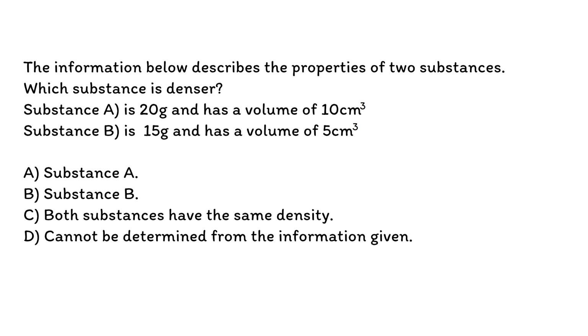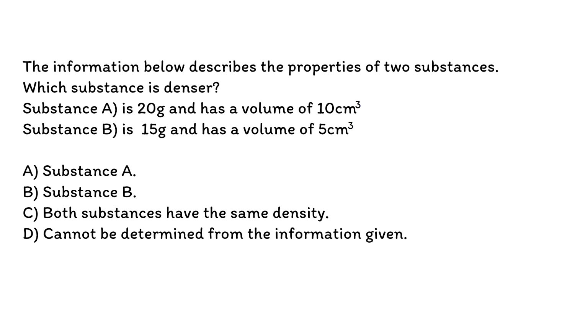The information below describes the properties of two substances. Which substance is denser? Substance A is 20 grams and has a volume of 10 centimeters cubed. Substance B is 15 grams and has a volume of 5 centimeters cubed. A. Substance A. B. Substance B. C. Both substances have the same density. D. Cannot be determined from the information given.